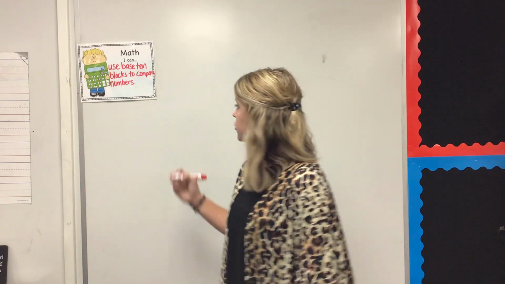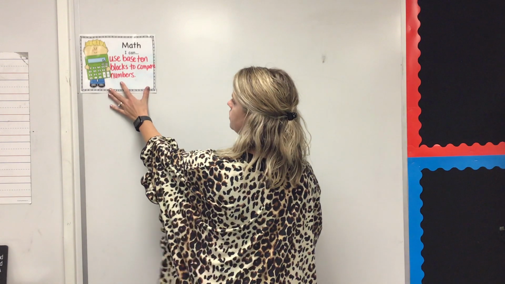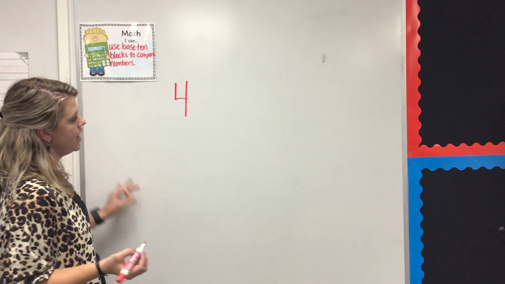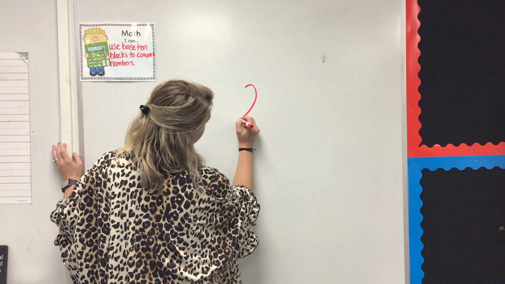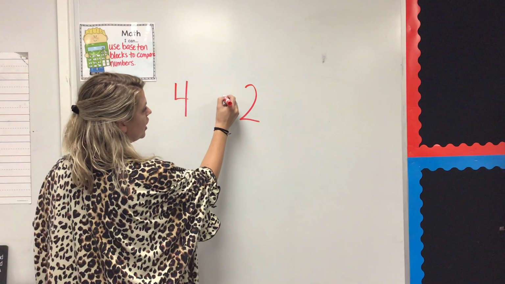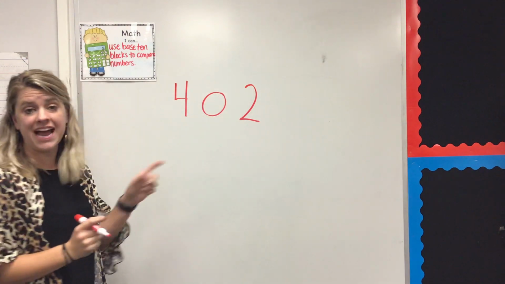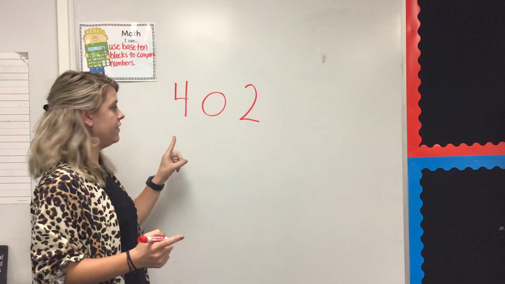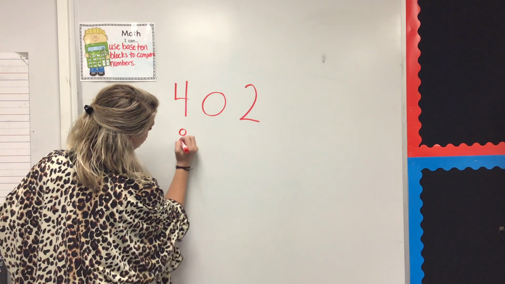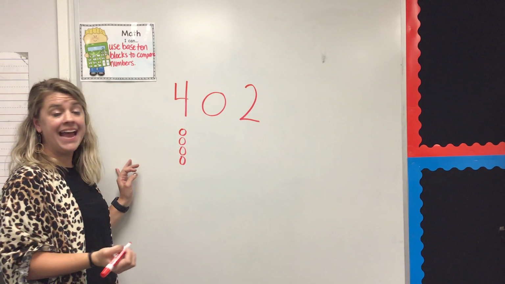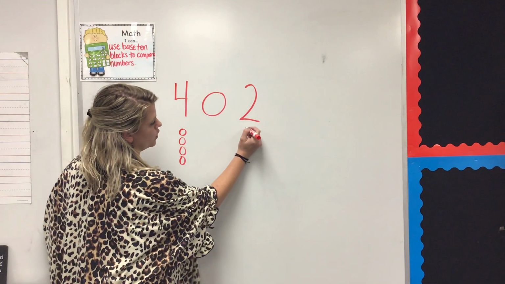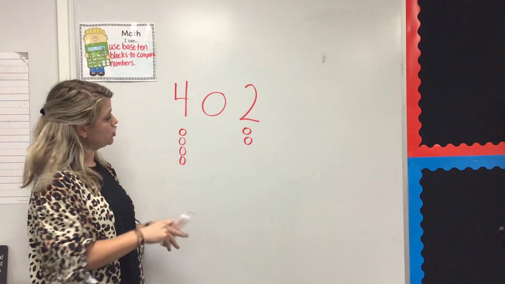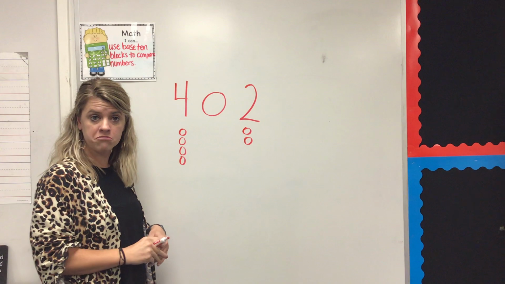Now, I want to look at two numbers, okay? So here we go. My first number is 4, okay? My second number is 2, okay? Now, we are not looking at these two as a 2-digit number. We're looking at them as single digits just by themselves, okay? Now, I'm going to draw a picture of 4, okay? 1, 2, 3, 4. And then I'm going to draw a picture of 2. 1, 2. All right?